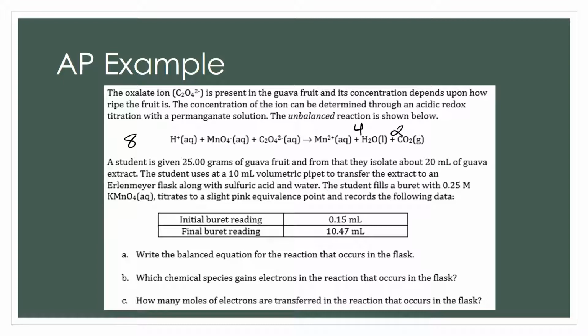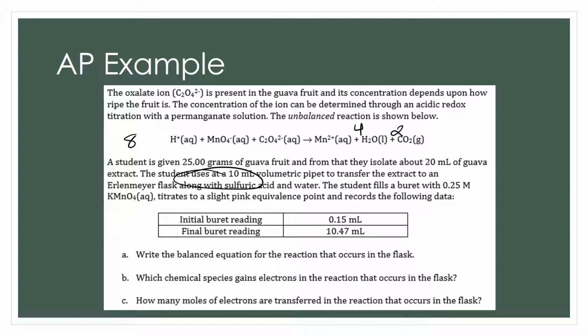A student is given 25 grams of guava fruit, and they isolate 20 milliliters of guava extract. The student uses a 10 milliliter pipette to transfer the extract to an Erlenmeyer flask, where we add sulfuric acid and water. The student fills the burette with 0.25 molar KMnO4 solution, titrates to a slight pink equivalence point, and records the following data.